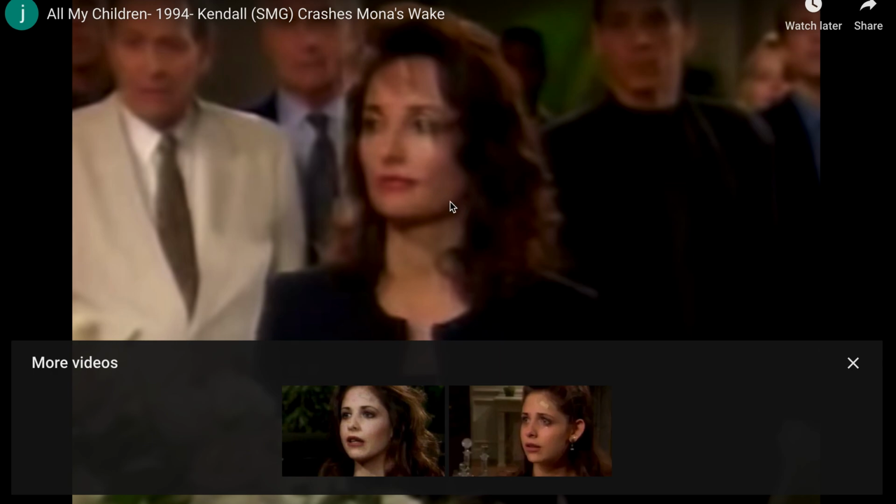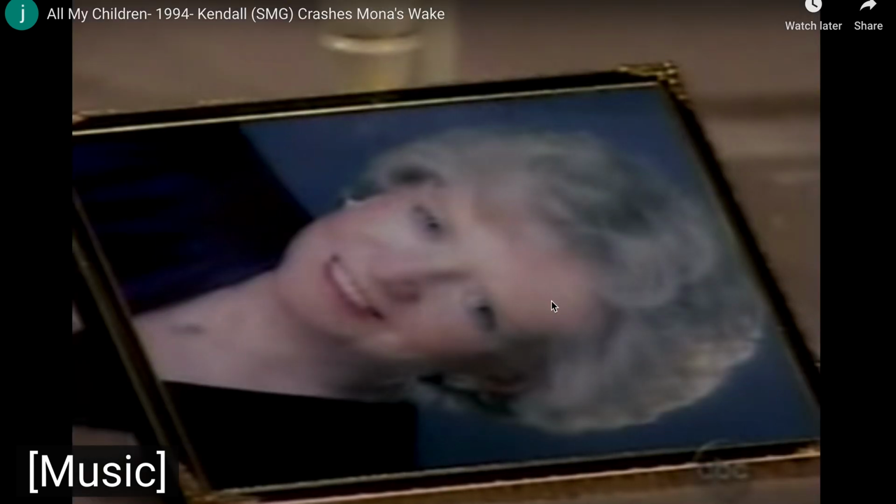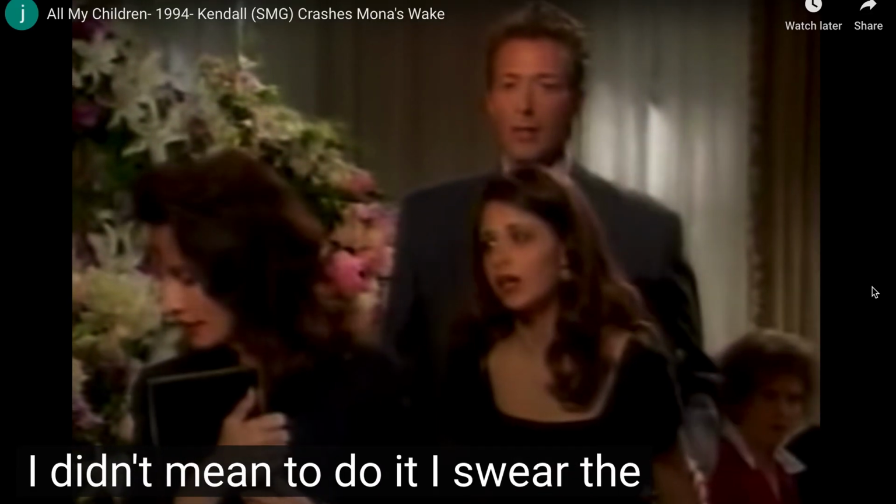Okay, so the dramatic music plays, she covers her mouth, all because this picture got knocked on the ground. Oh no, not Grandma's picture. Sorry, Jack Rami. I didn't mean to do it, Erica, I swear.